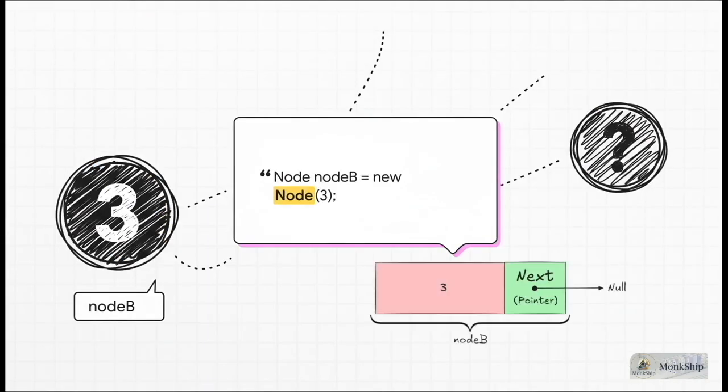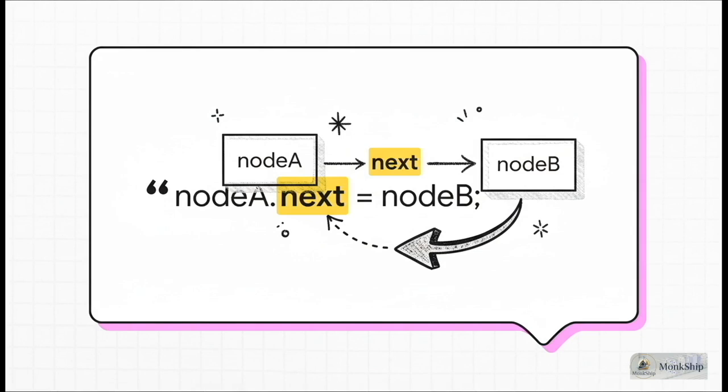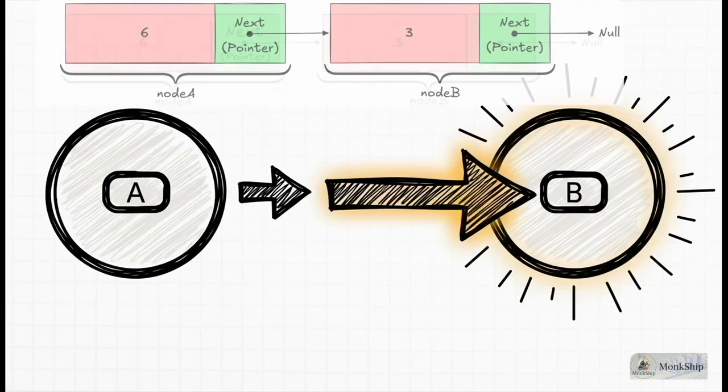We'll make node B and give it the value of 3. But for now, there's still just 2 separate, lonely nodes. And here it is. This is the magic moment. This one little line of code tells node A, hey, that next pointer you have, it's not a dead end anymore. I want you to point it directly at node B. And boom, just like that, we have a chain. We've made the very first connection.